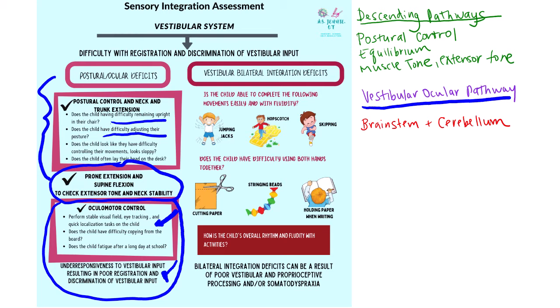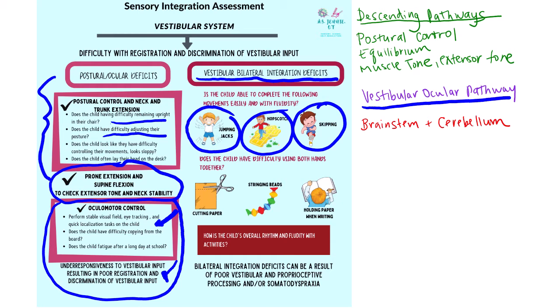The other area that you will see with the vestibular system is kids that have a vestibular bilateral integration deficit. So during my assessment, I usually try to see, does the child have the ability to do jumping jacks? Can they do hopscotch? Can they skip? Can they gallop? Can they do alternating jumps?